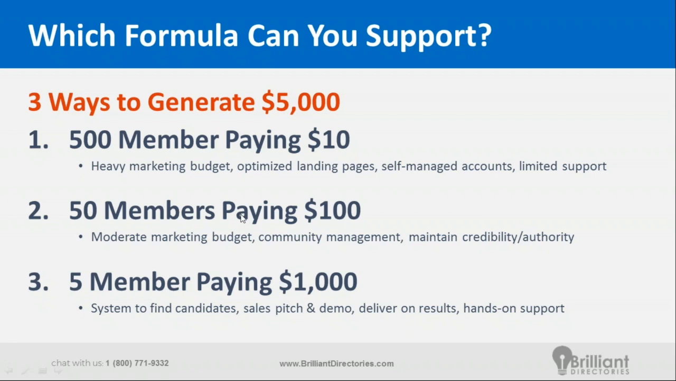Option number 2 is the moderate option. You could get to $5,000 a month or a year, whatever you're looking to do, if you sign up 50 members paying $100. So tell us a little bit about some of the pros and cons of this approach, Pat. So obviously the pro is that you need to make a lot less sales. So it's an easier goal to get to. You don't need anywhere near the marketing budget that you would in the smaller price point.